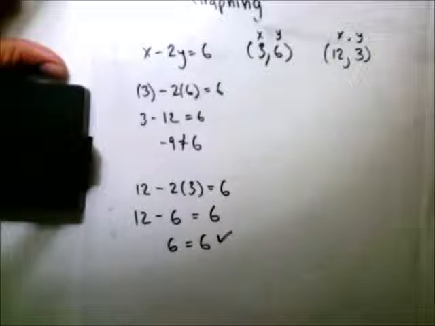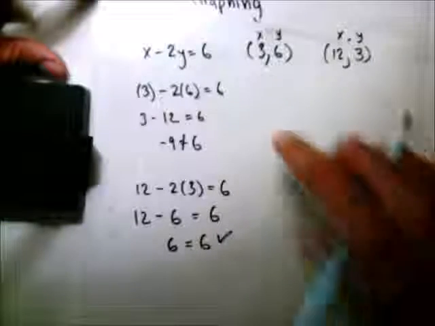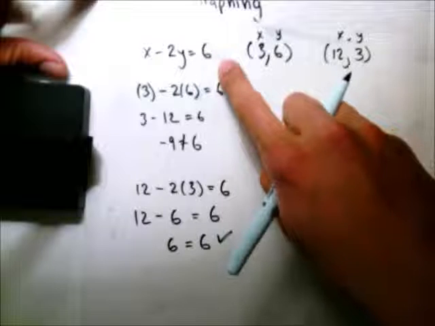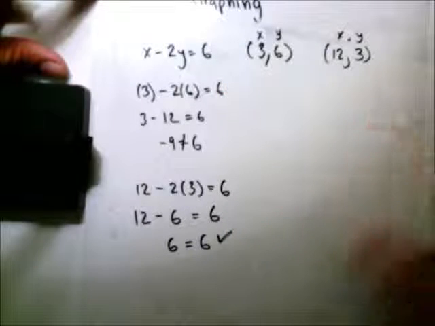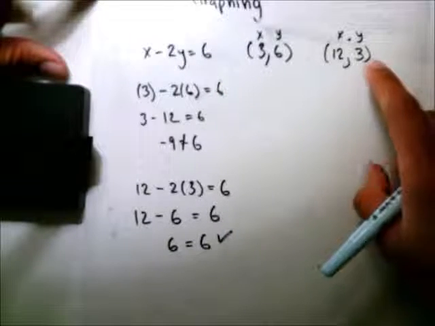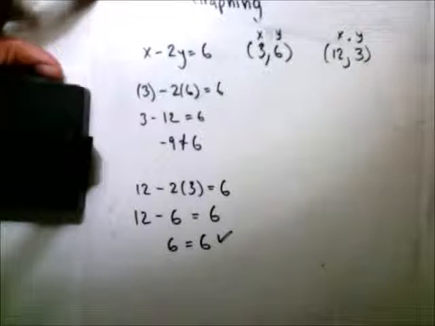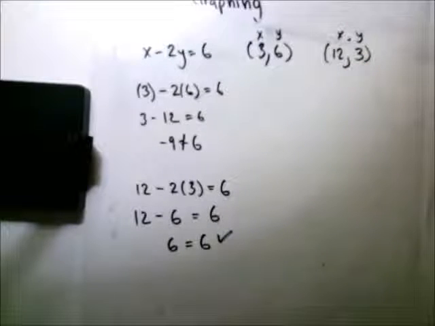Now, what does this mean? Well, if we were to represent this line on a graph, we would see that the point (12, 3) would lie on the graph. So that's the real meaning behind an ordered pair being a solution to a linear equation: it tells us that the point lies on the graph.